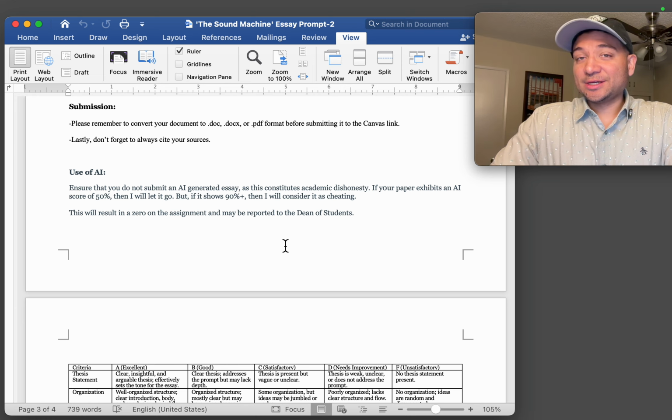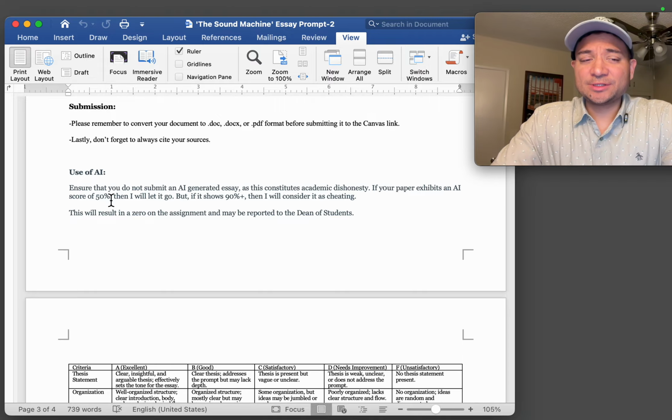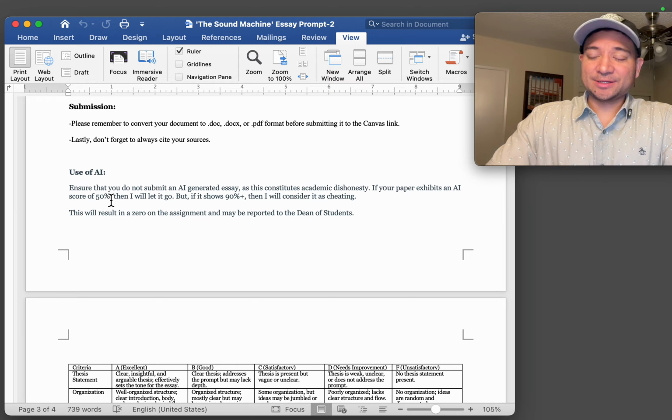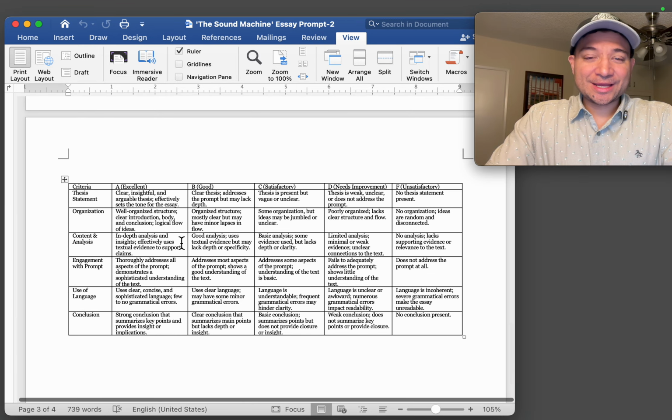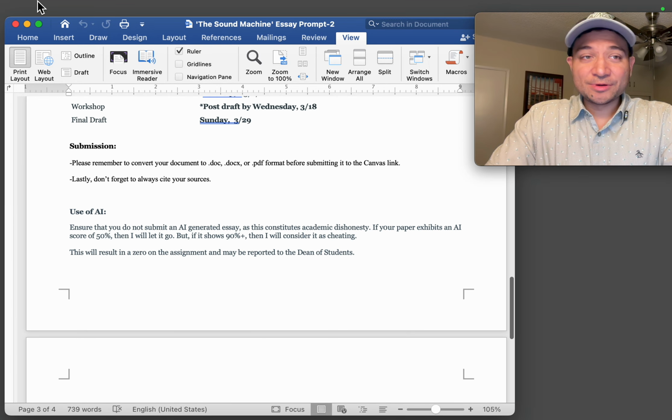And obviously, if you use AI, I know there's contingencies. Sometimes there's errors, so if it's 50% or less, then I let it go. But if it's 90% or more, then that's an automatic 0, and that can be reported to the Dean of Students. So make sure to do your work, and the rubric is right there.